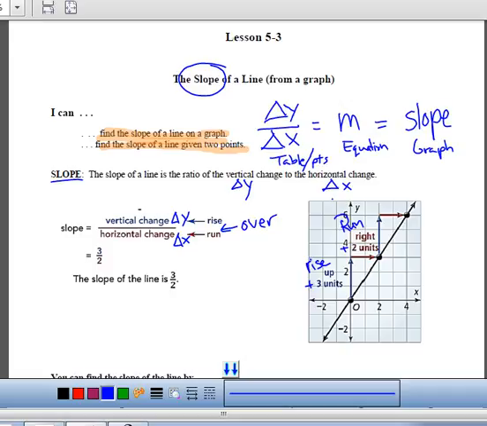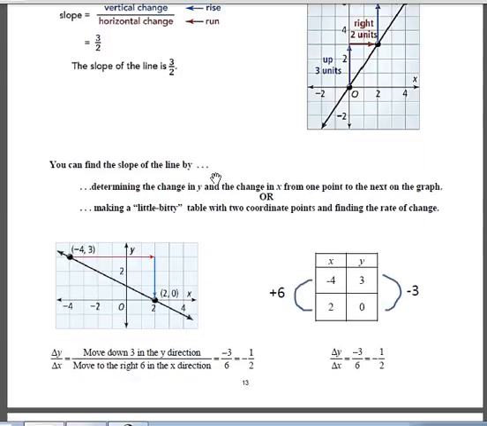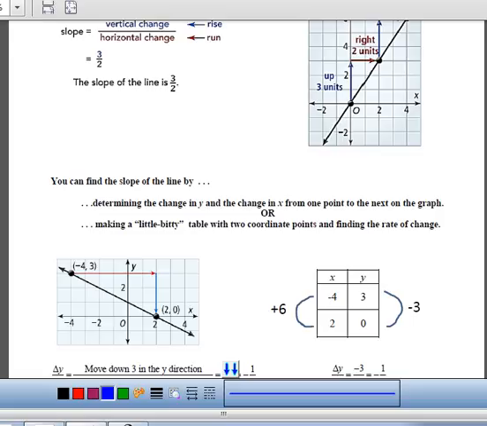So let's talk about what's at the bottom here. You can find the slope by determining the change in y and the change in x from one point to the next, which I just talked about, or make a little table. I actually prefer a mini table with 2 coordinates, and then you find your change in y over your change in x. And again, we have another example here.